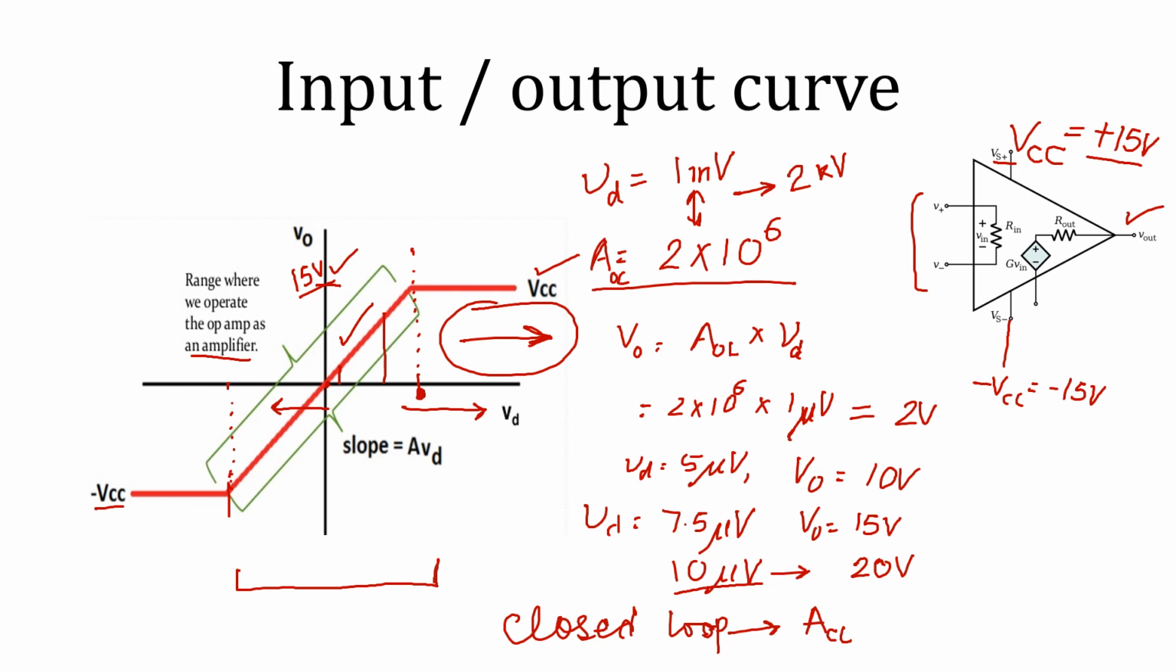So that's all about the input output curve. I hope you have understood its significance: whenever we have to use it in the amplification region, where the green brackets have been shown, then the VD should be very small, or we have to control the gain, because we know the maximum voltage we can withdraw from this operational amplifier is 15 volts. So let's move ahead.